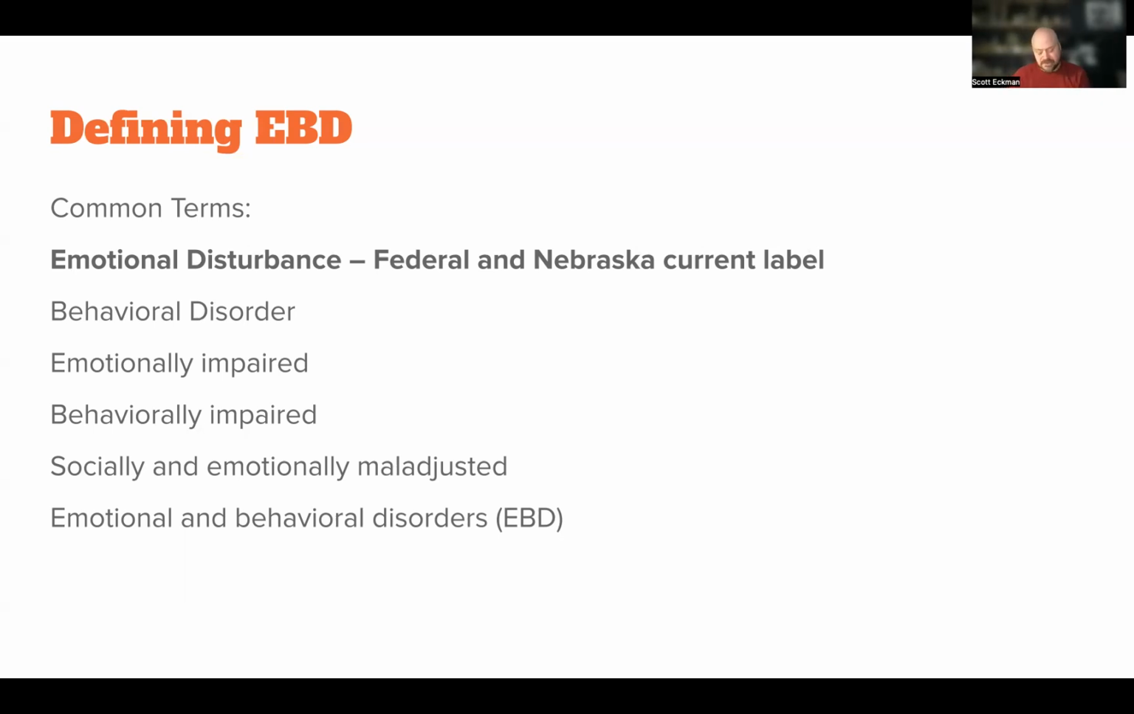I did a quick search, and Nebraska uses the term emotional disturbance. Kansas also uses emotional disturbance, but in Colorado it's serious emotional disability. And if you travel to Iowa, the term is behaviorally disordered. So right away, as you'll see in the book and the videos for this week, we have a variety of ways that we talk about emotional and behavioral disorders from a federal and state lens.